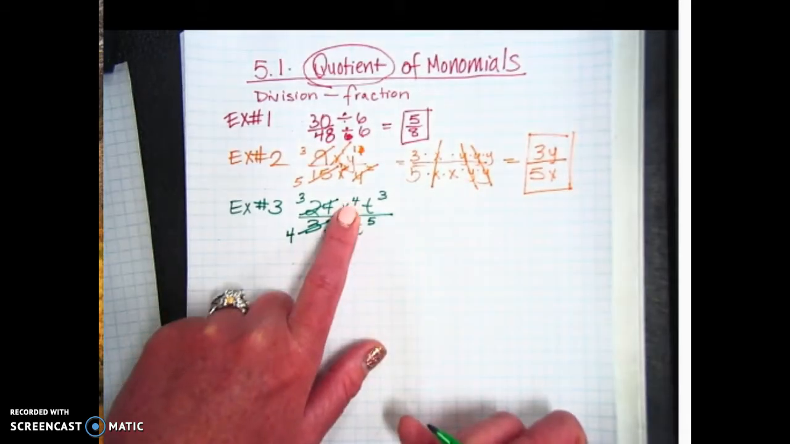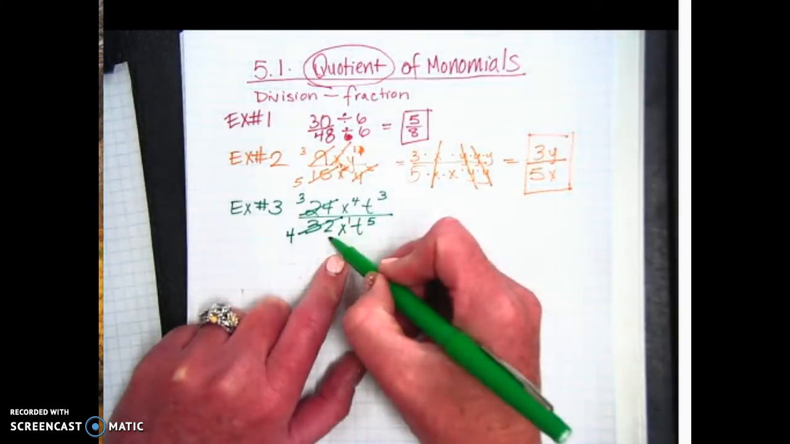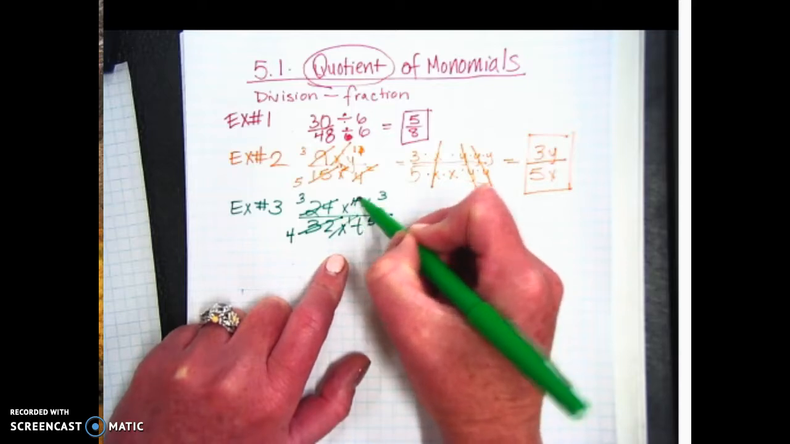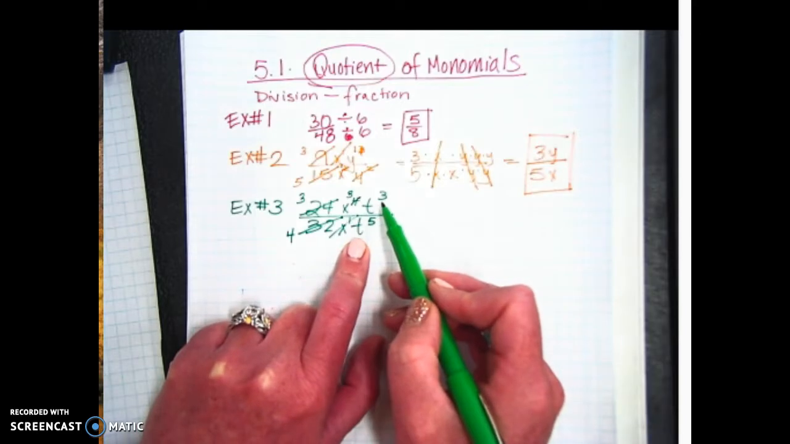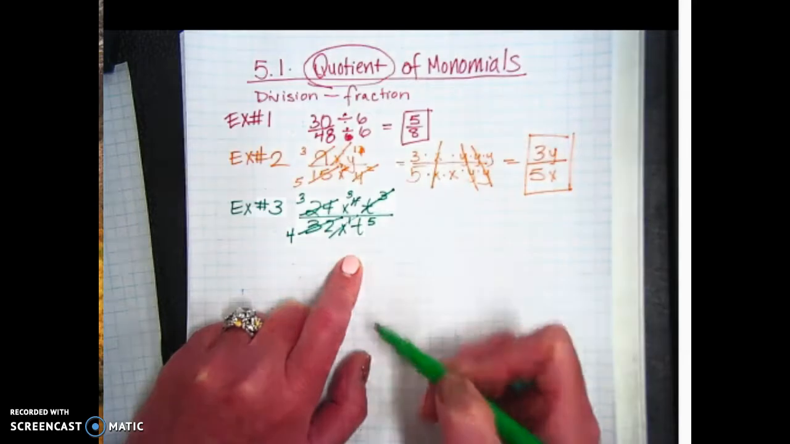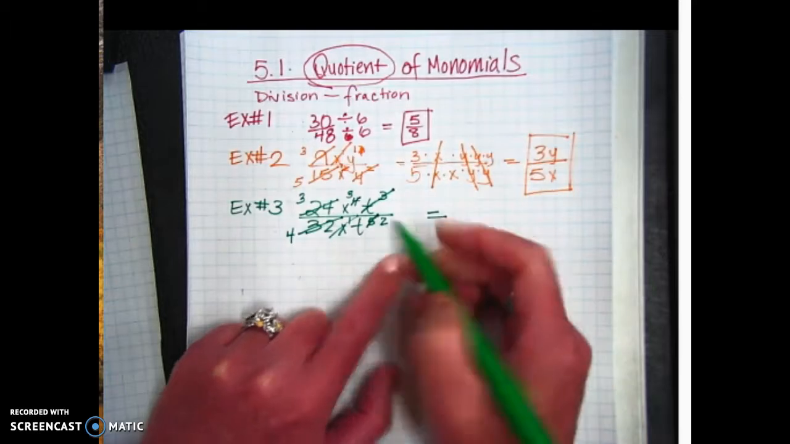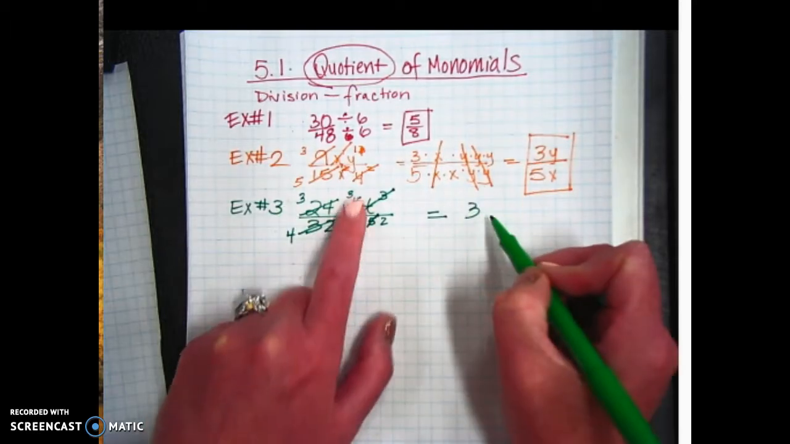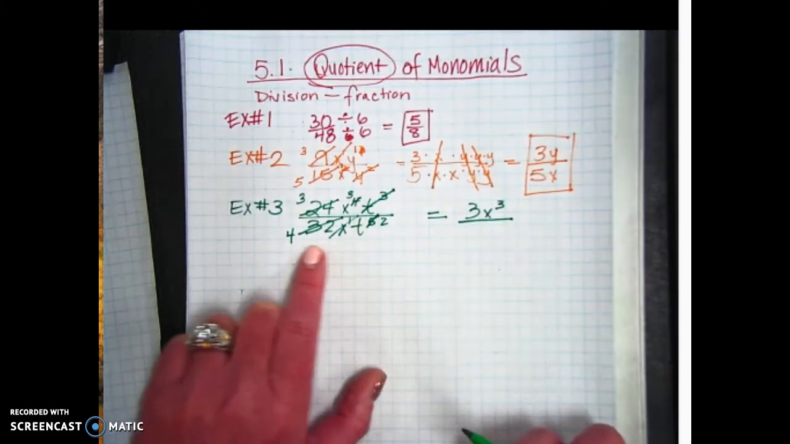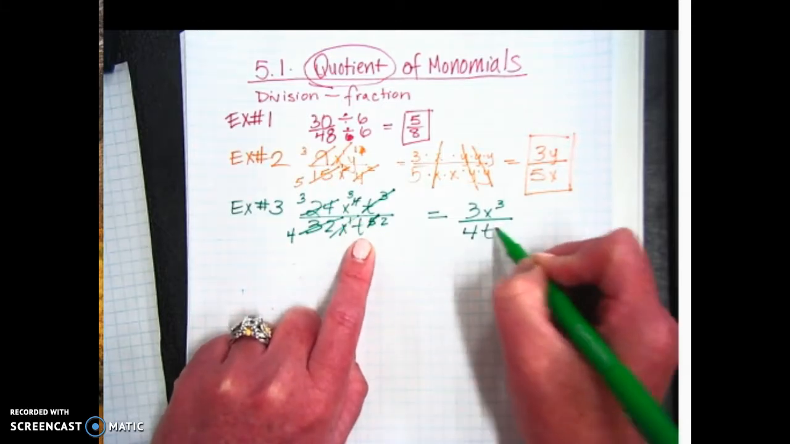In the numerator, we've got x to the fourth. In the denominator, we've got x to the first. So the x to the first cancels. X to the fourth becomes x to the third. And then we've got t to the third and t to the fifth. So t to the third completely cancels. T to the fifth becomes t to the second. So for your answer, you write what's left. You've got a 3. You've got an x to the third in the numerator. In the denominator, what's left? 4. X is gone, but you've got that t to the second.